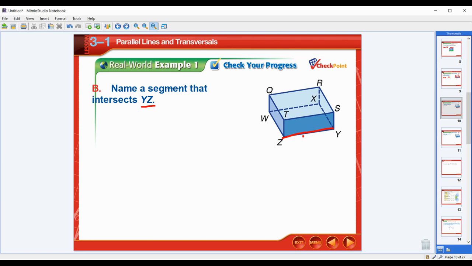So for example, we could say line TZ. So TZ, WZ. Also SY. SY and XY.